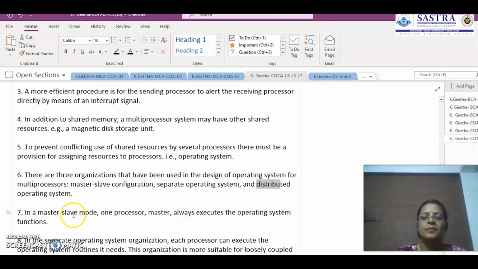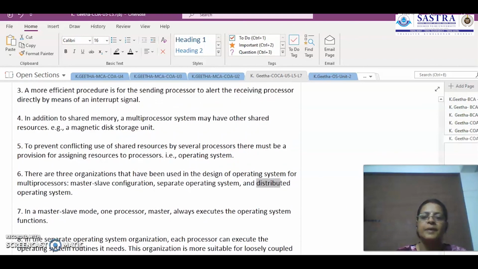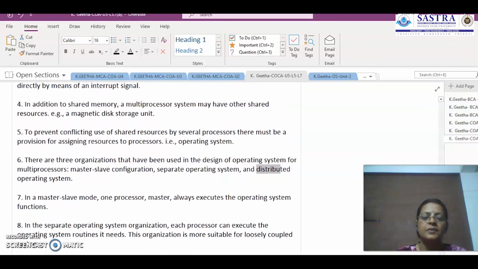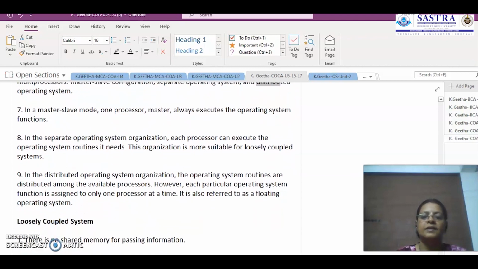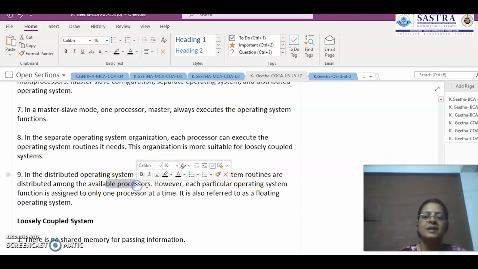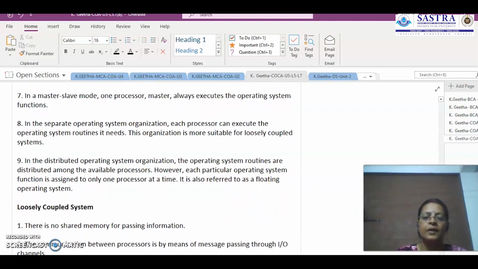So in master slave mode, as I told, one will be the master and the remaining will be the slaves, and the master is going to decide everything. In the separate operating system configuration, each processor can execute the operating system routines whatever it needs and get the work done. Whereas in the distributed operating system organization, the system routines are distributed among the processors, however, each operating system function is assigned to only one processor at a time. It is also referred to as a floating operating system. So this completes the discussion with respect to tightly coupled configuration.